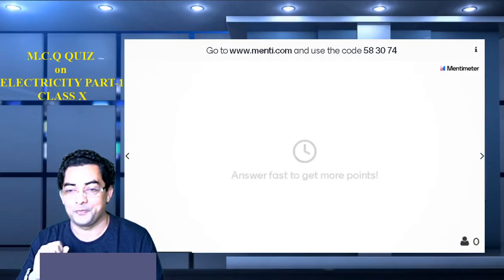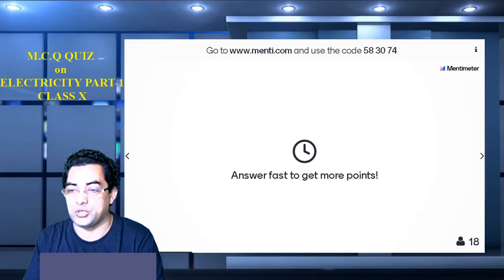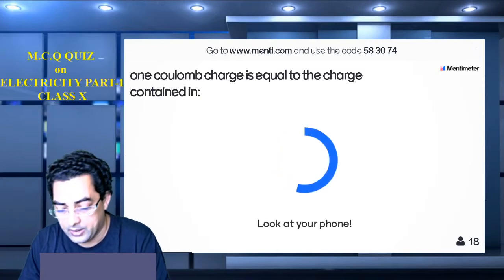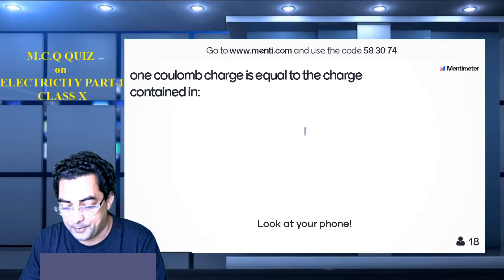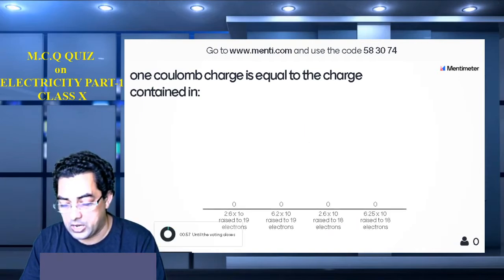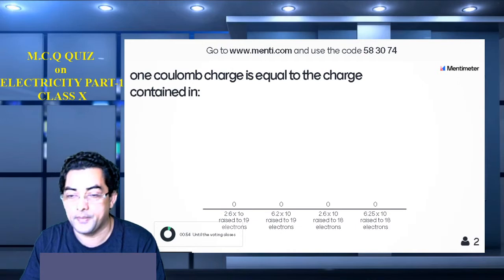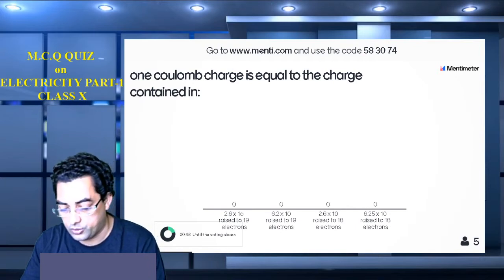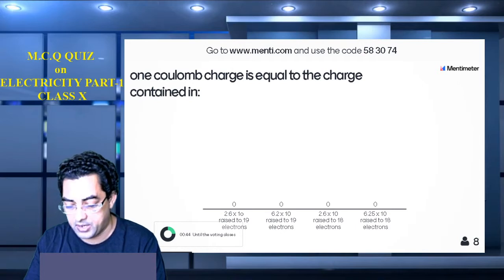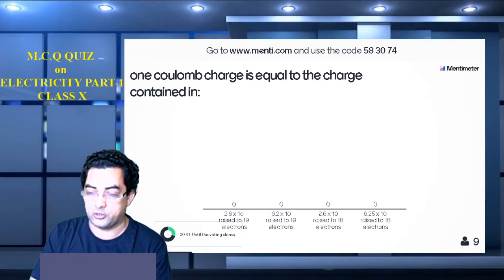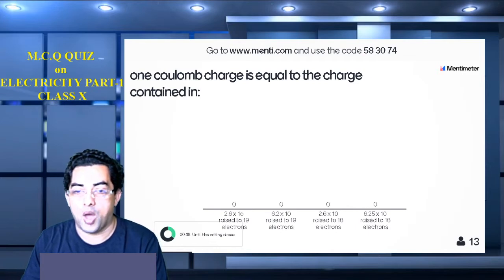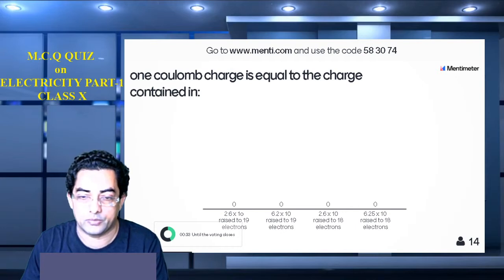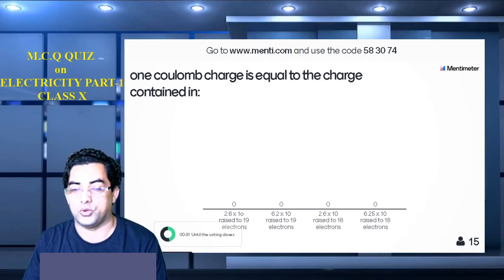Yes, for sure. Okay guys, so this is the next question on your mobile. So look at your phones or your laptops. 1 coulomb charge is equal to the charge contained in: 2.6 into 10 raised to 19, or 6.2 into 10 raised to 19, or 2.6 into 10 raised to 18, or 6.25 into 10 raised to 18. Which one of them? 1 coulomb charge is equal to the charge contained in these many electrons.